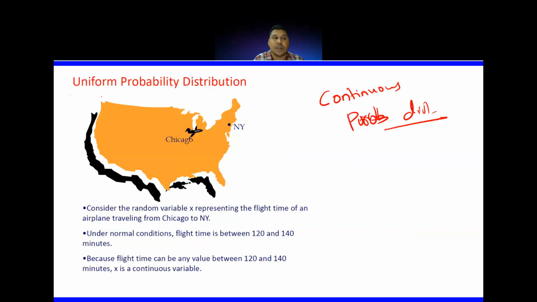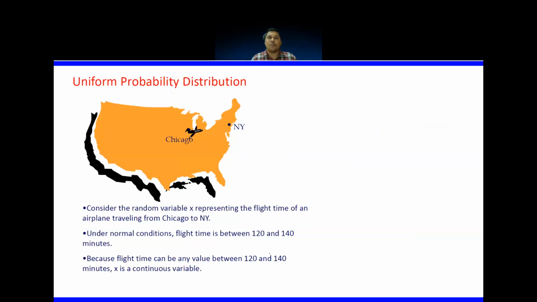Uniform is one very popular probability distribution which is used. Let's see this example to understand what a uniform probability distribution is. Consider a random variable x representing the flight time of an aeroplane traveling from Chicago to New York.